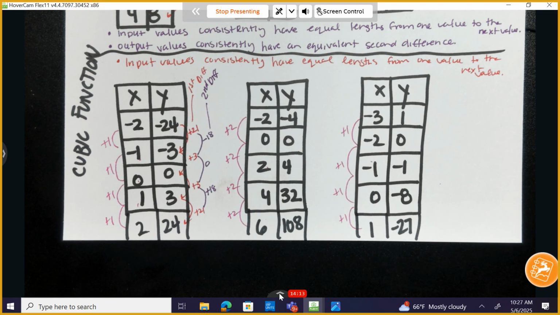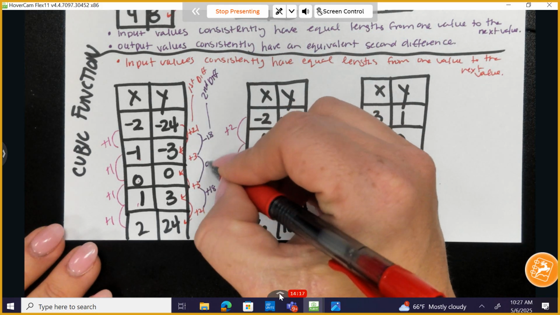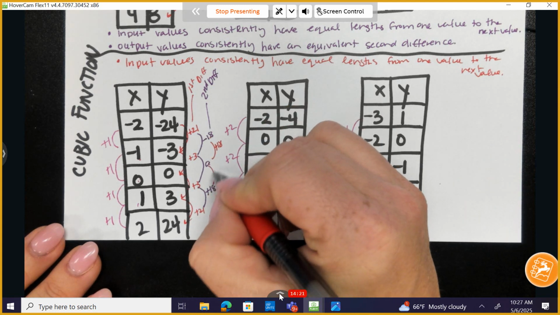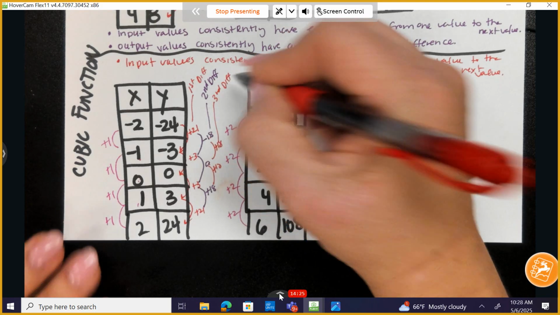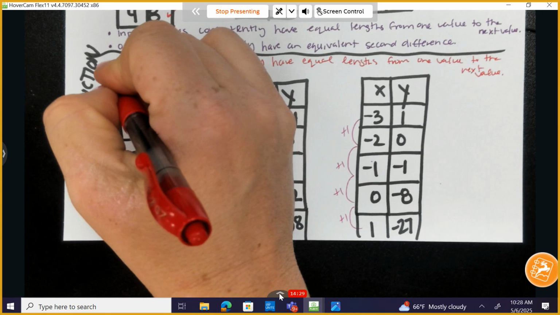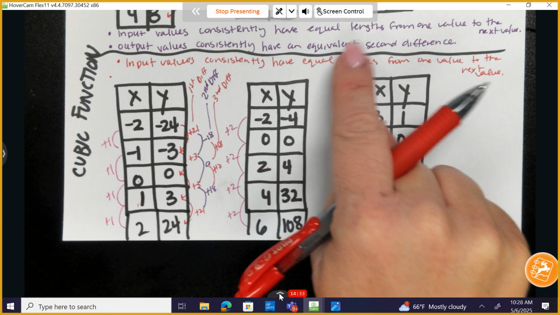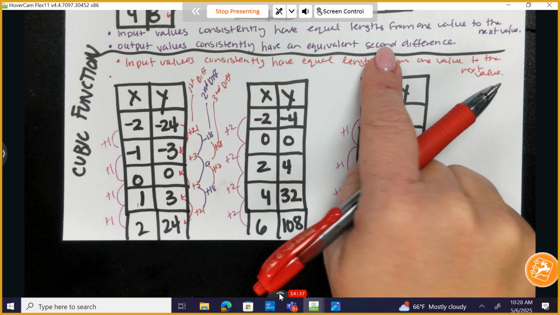So now we're going to check the third difference. Here we go. To go from -18 up to 0, I am adding 18. To go from 0 to 18, I'm adding 18. Here, the third difference is the same. So when we talk about the output values, you're going to write the exact same thing. The output consistently have equivalent, but you're not going to write first difference or second difference. You're going to write third difference. Go ahead.